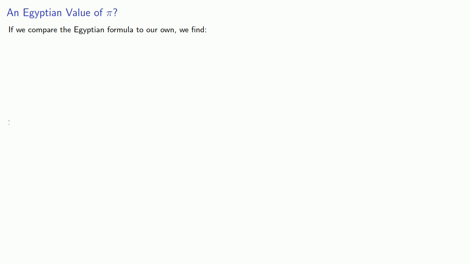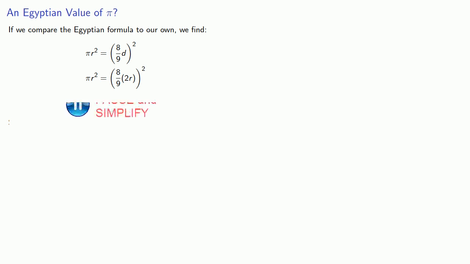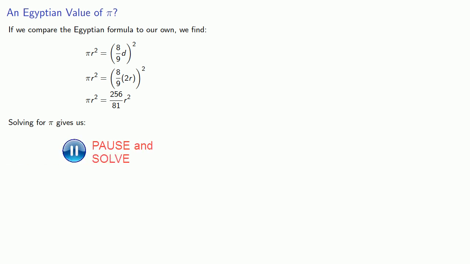If we compare the Egyptian formula for the area of a circle to our own, we find the following. Our formula, pi r squared, and Ahmose's formula will be the square of 8/9 of the diameter. And since the diameter is twice the radius, we can substitute, simplify, and here's the odd part, solve for pi, and we get... And you'll see in many sources that the Egyptians approximated pi with 3.16.